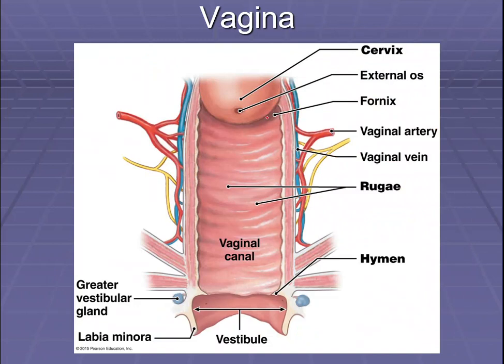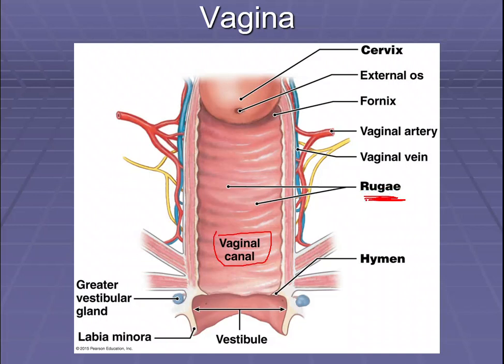Now the vagina. It is an elastic muscular tube. It extends from the cervix and opens into the vestibular region of the external genitalia. It usually receives the penis and semen during sexual intercourse. It also serves as the birth canal during childbirth. Now the vaginal walls, the vaginal canal, when you look at it, it does have a lot of rugae.